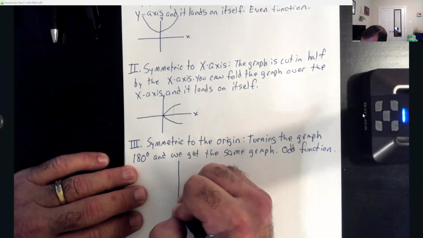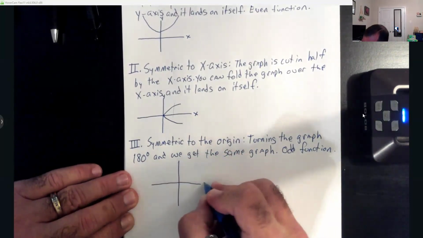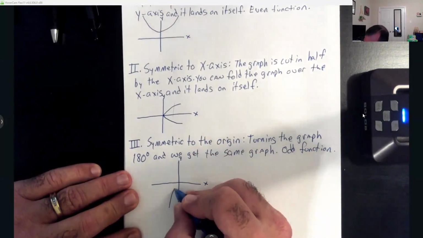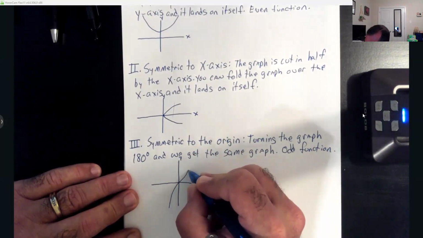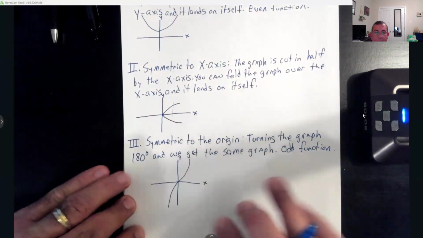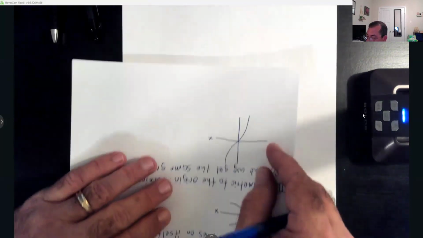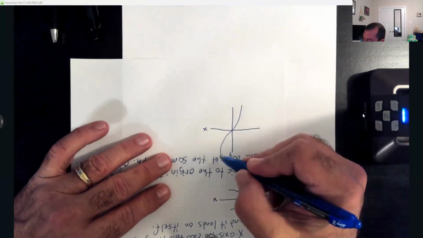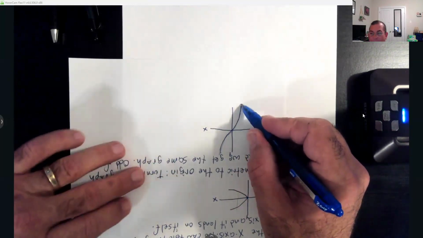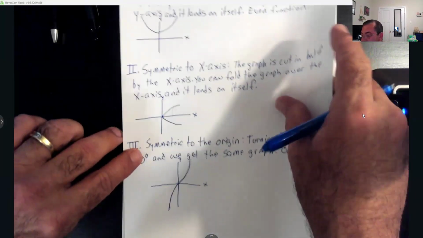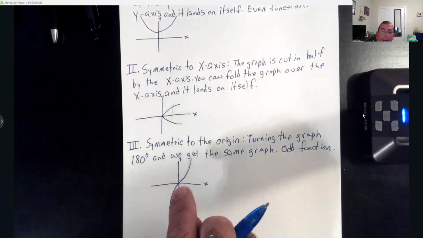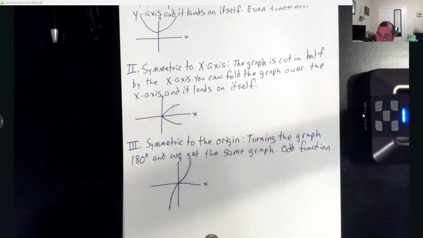So y'all, let me show you one that is symmetric to the origin. That would be a graph that, say, comes up, crosses through the origin, and then goes up like that. Now, y'all look at this graph. It's going uphill left to right. If I turn that upside down 180 degrees, my graph is still going uphill left to right. So turning it upside down gives you the same exact graph. And like I said, these are odd functions.